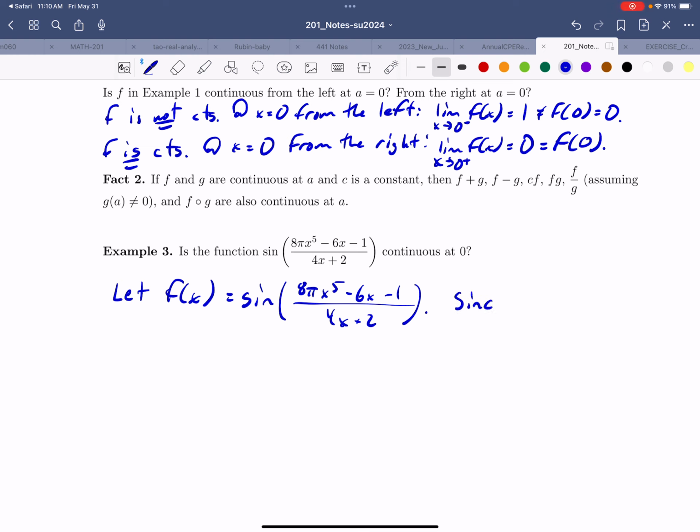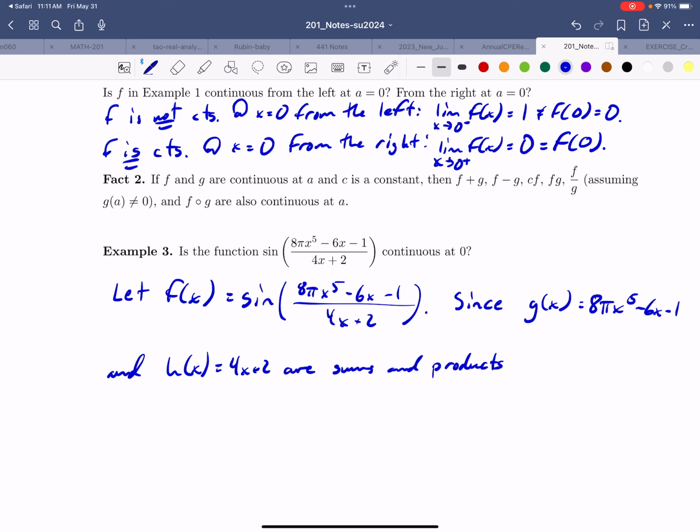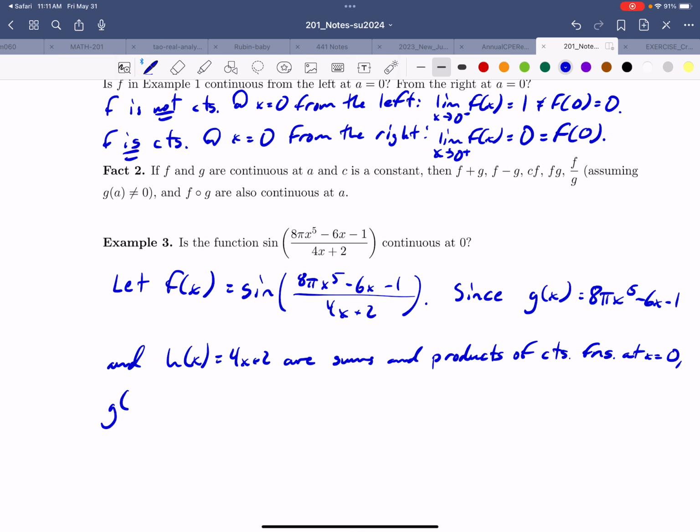So I guess you could say since g of x, which is a polynomial, this is this guy, and h of x, which we'll say equals 4x plus 2, are sums and products of continuous functions at x equals 0, I should just say g and h are continuous at x equals 0.